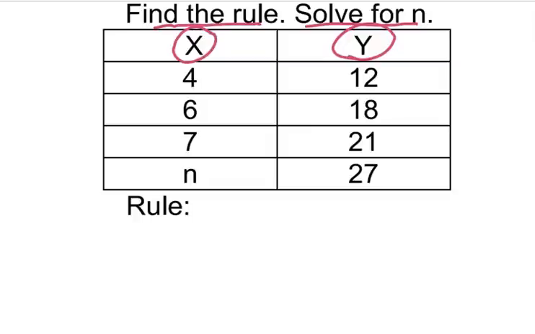4 times 3 is 12. 6 times 3 is 18. 7 times 3 is 21. All right. So we know that whatever x is, you're going to multiply by 3. So y equals whatever n is times 3. So it's going to do 3x. So 3 times x equals y.